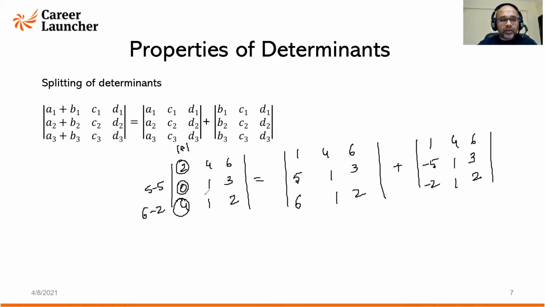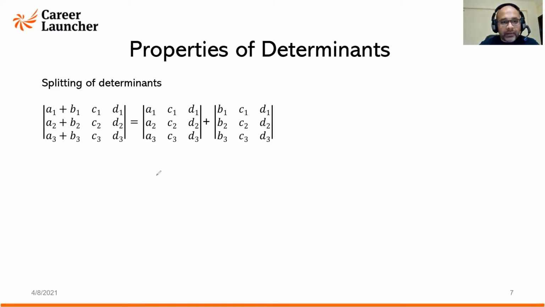So by the way, please remember, this splitting is not restricted to only one column. You can do it for column number 1 or column number 2 or column number 3. The point is the other columns will not change.